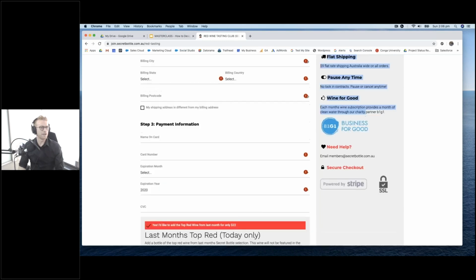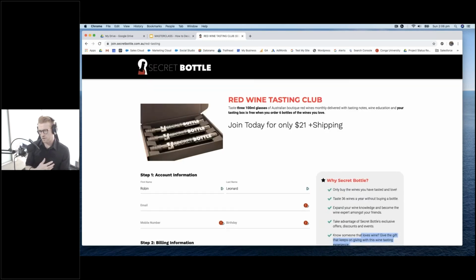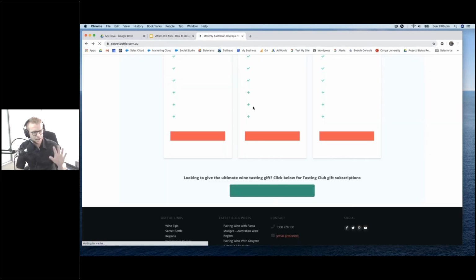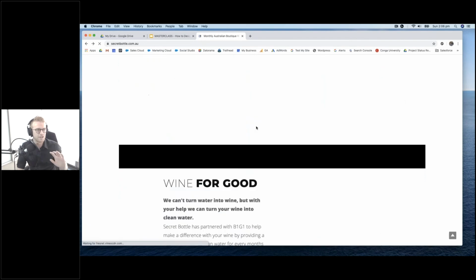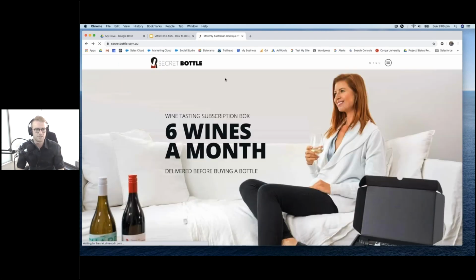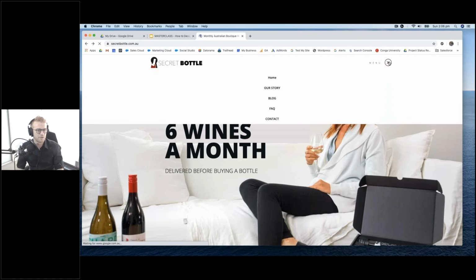I've gone through this process and actually tried it all out. After you go through this, there's another little upsell, and then that's it. Then I wait for my order. So that's quite cool. Let's go back. You can see here I've actually navigated off Secret Bottle. This is the WordPress site. That was the Entreport site. Let's go back up.